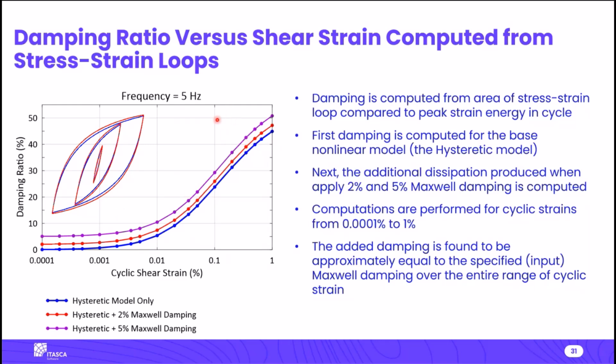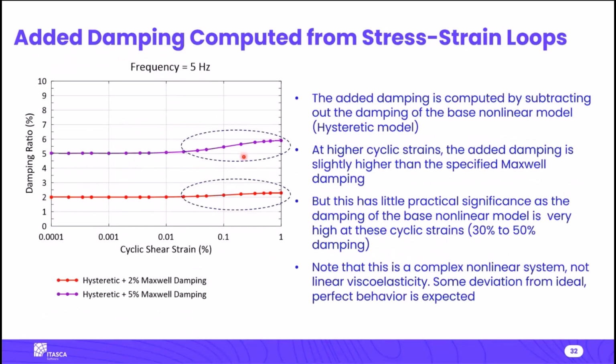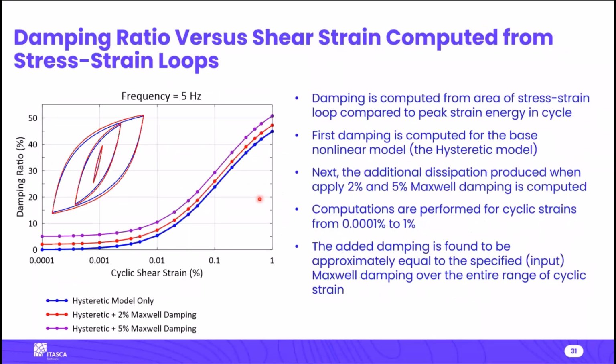That looks pretty reasonable, but let's subtract out and look at the difference, the added damping we're getting from Maxwell damping, and that's shown here. This is computed by subtracting out the hysteretic model damping. For 2% Maxwell damping, this is looking great, except you're getting a little bit of extra damping at these very high cyclic strains.